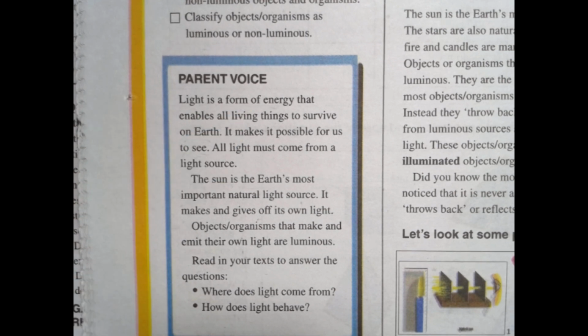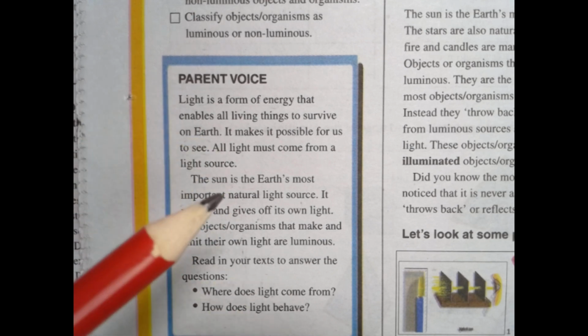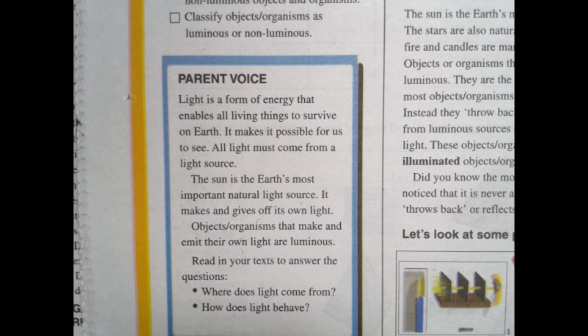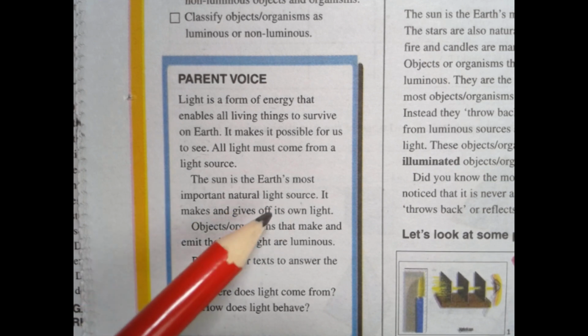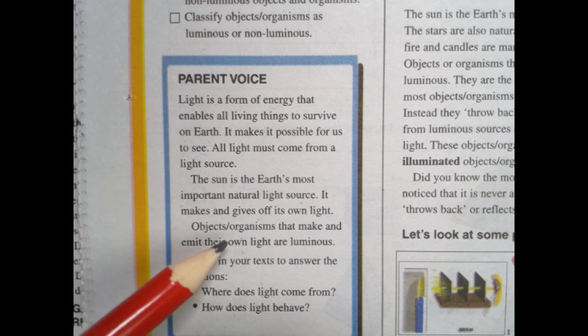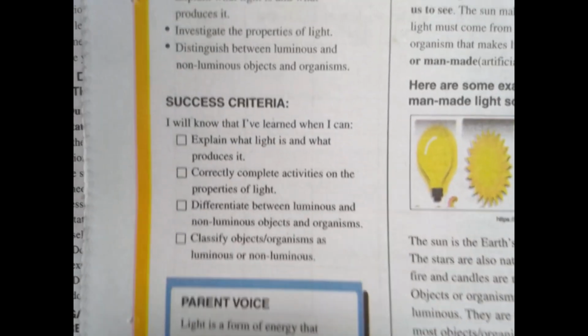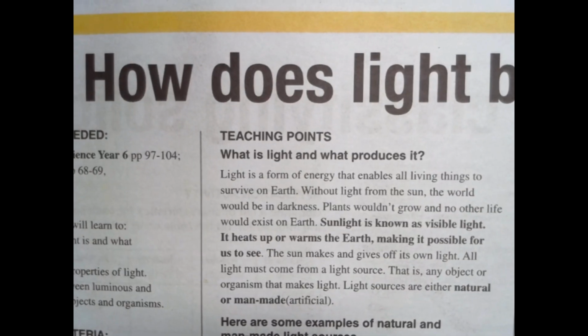All right, so again, key points here. Light is a form of energy. Without light, we won't have life on Earth. Okay, the sun is the most important natural light source we have here. The sun makes and gives off its own light. Objects and organisms that emit their own light are said to be luminous. Right? And we have some questions that we need to answer from the text. All right. Let's go to our teaching points.